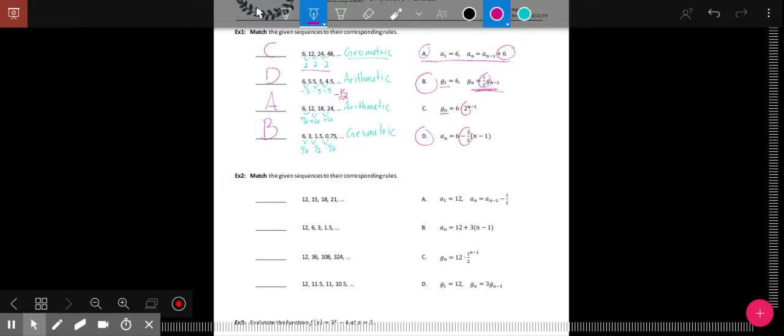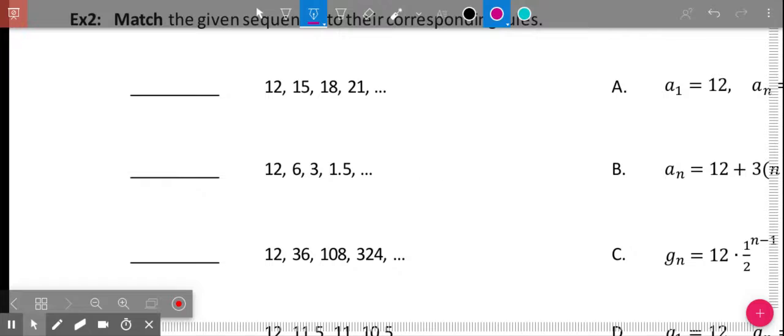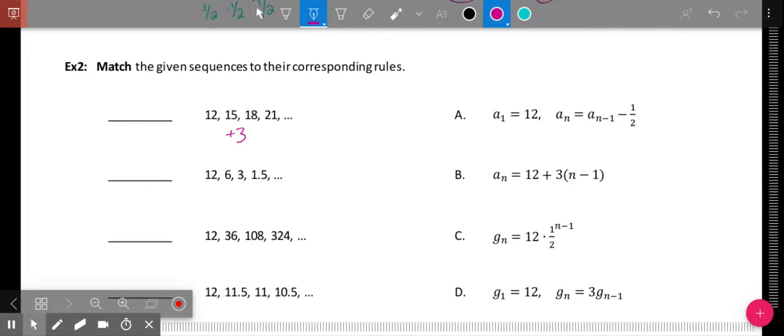All right, so I hope you took the time to try that one on your own. Looking at our first sequence, we have 12 to 15, 15 to 18, and 18 to 21. We are adding 3 each time. Since we are adding 3, we know it has to be arithmetic. So we look at our options. Arithmetic is A and B, but the only one with a common difference of 3 is B, because that common difference is right there. So this is going to be B.